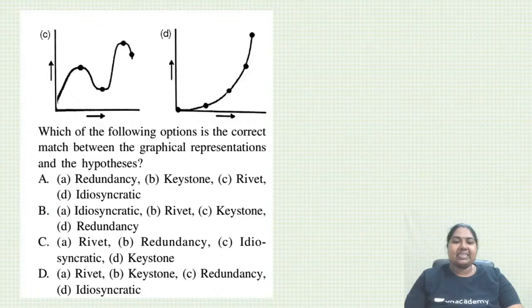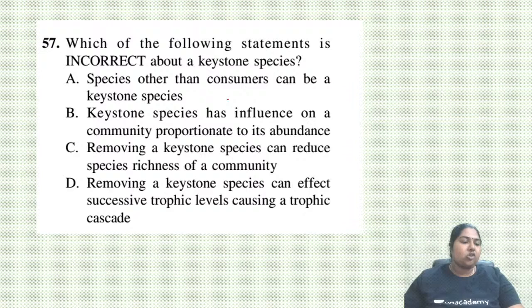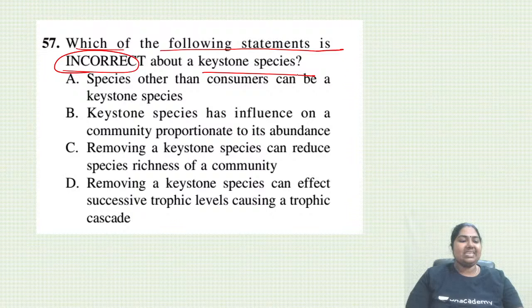Now, this is about one more concept. Let us solve a few questions before we see another important point. Let us take this question on board. Which of the following statements is incorrect about the keystone species? Shall we just give a try with this question? Come on, everyone.